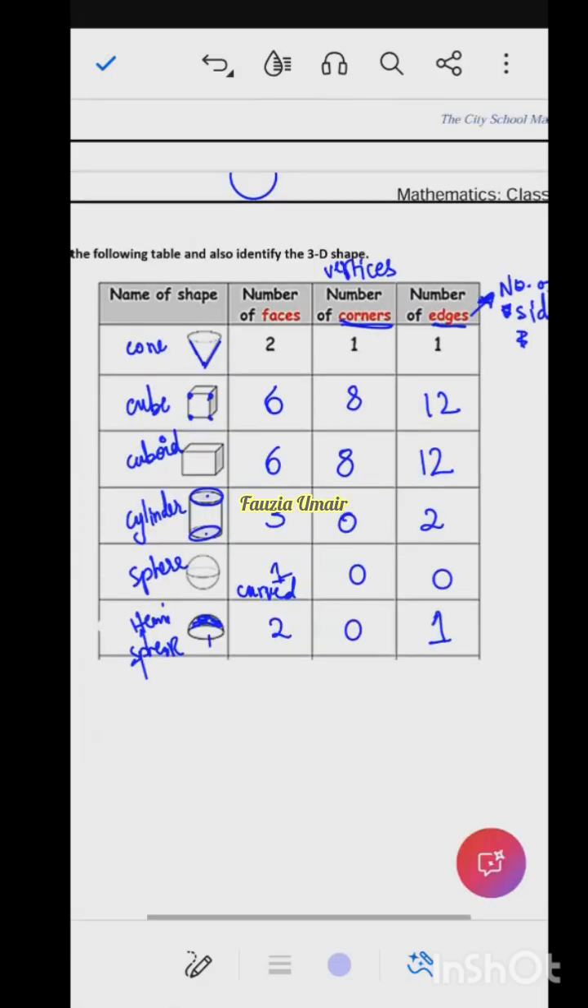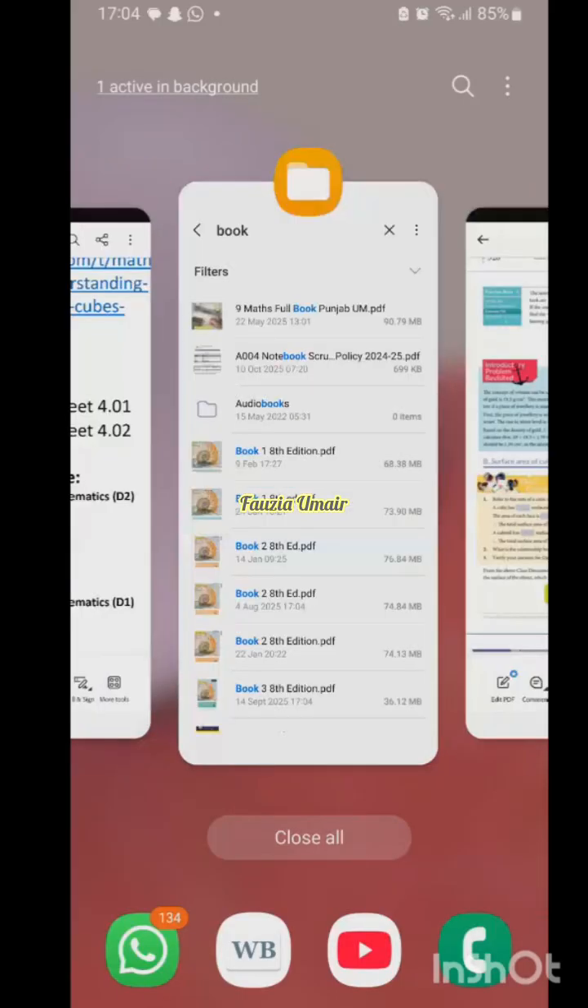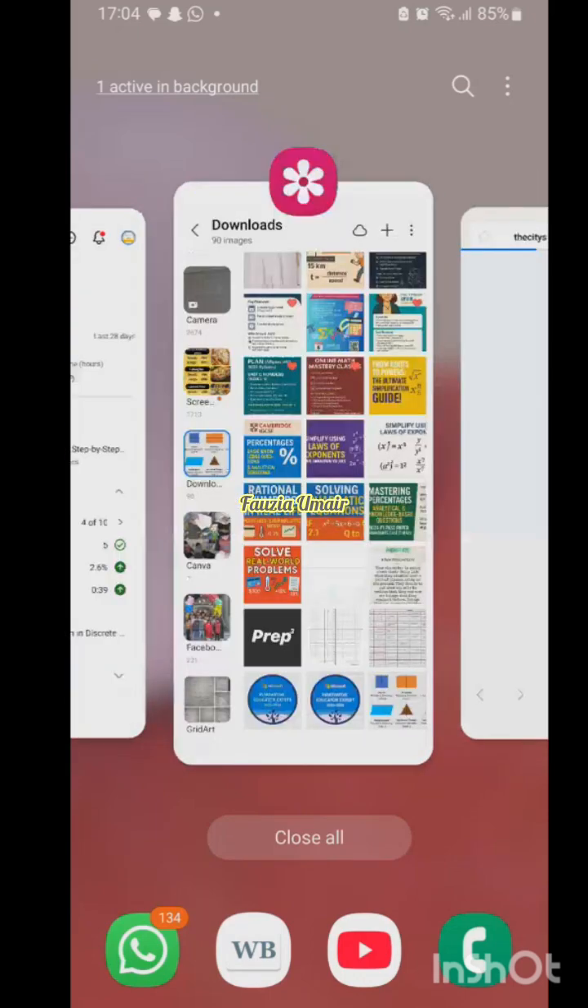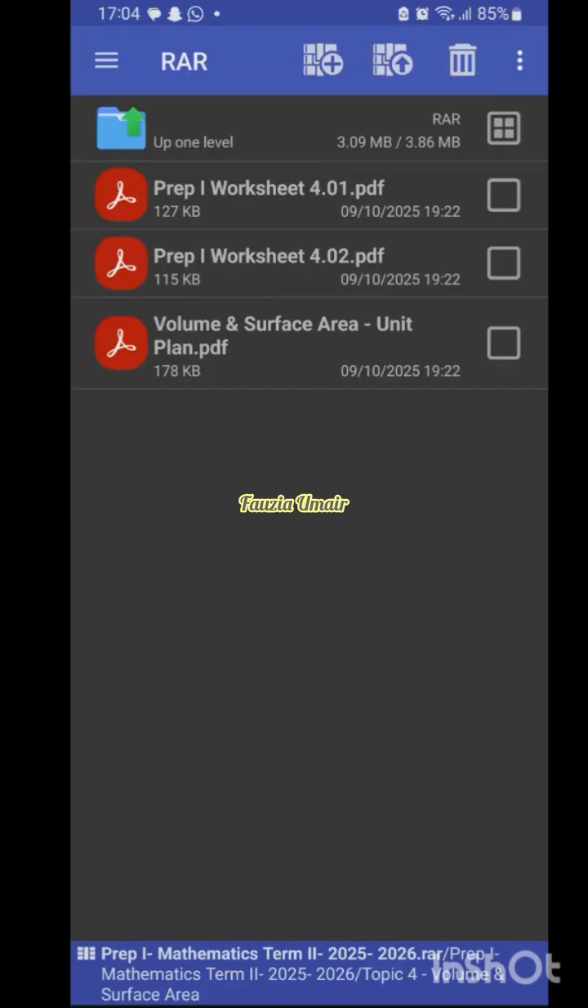So now let's quickly see what is there in the other worksheet, so then we can solve the questions. This is a small chapter. So this one, 4.2.